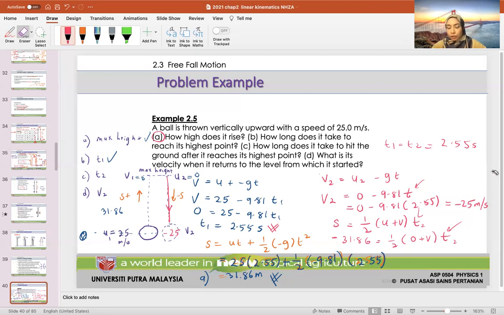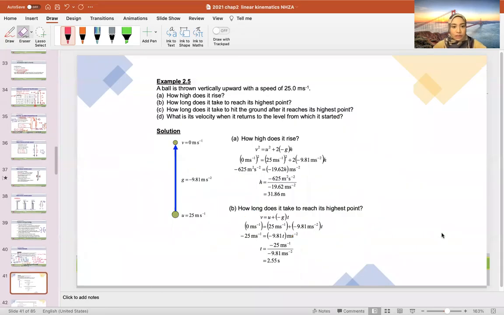Okay. And how do you know T1 is equal to T2? Because it is symmetrical. It is basically equal. The right and left are the same except for the signs. So the time taken to go up is the same as the time from up to down. Okay, let's do another one. So that is minus 25. We have answered D. C we have answered. B we have answered. A we have answered too.